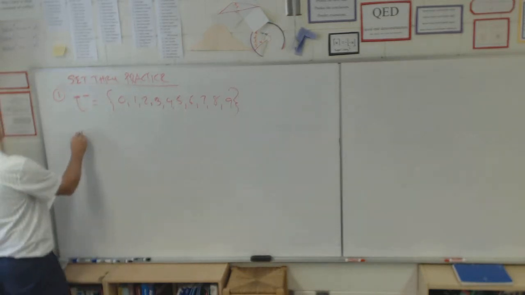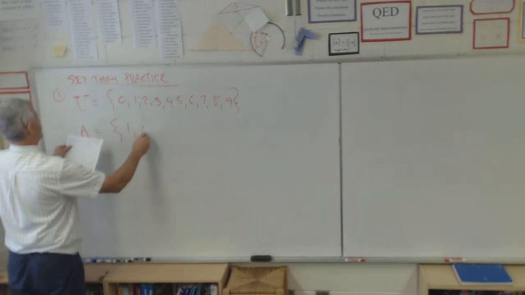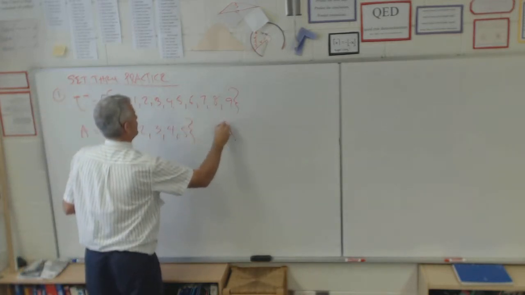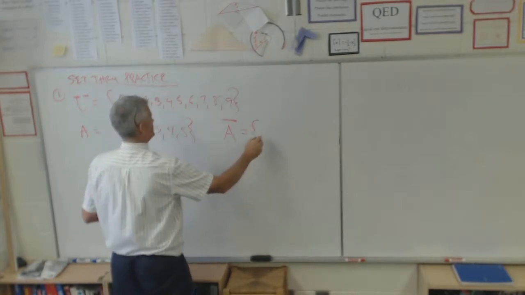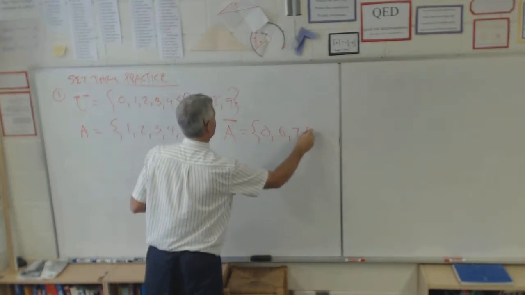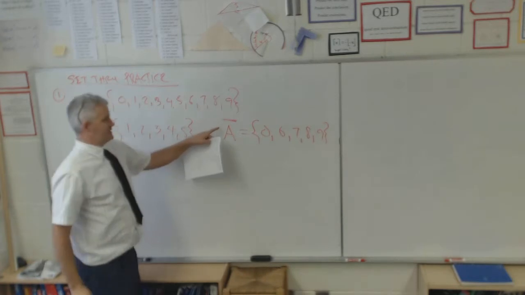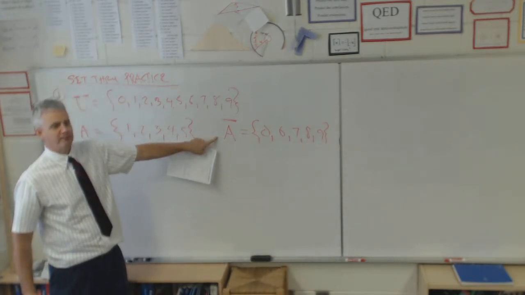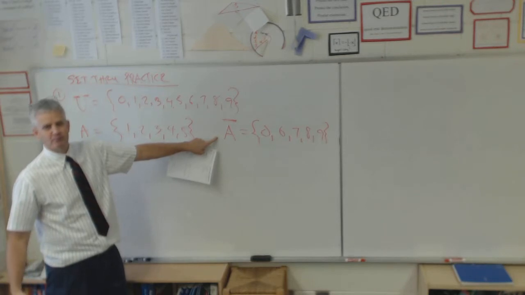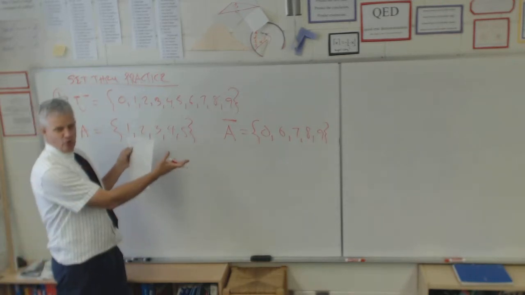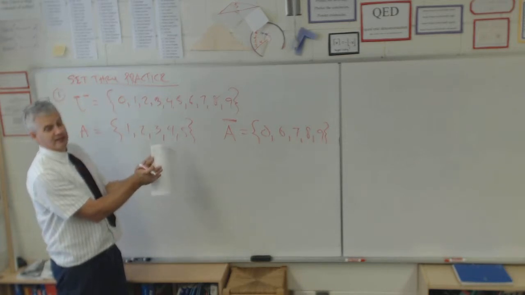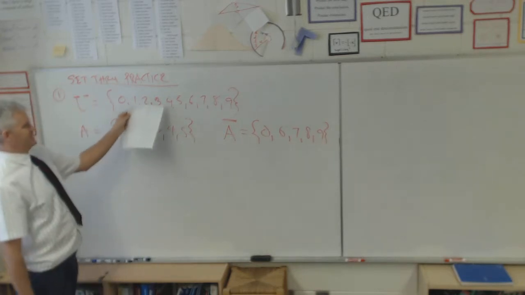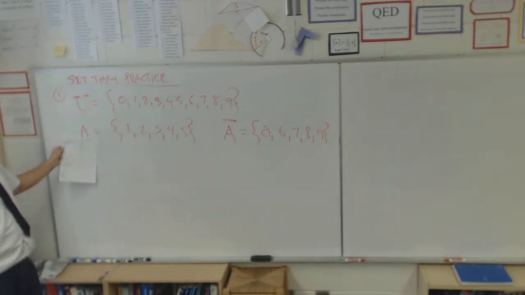There's 10 of them. Set A is the first 5 counting numbers. So what's not in A would be 0, 6, 7, 8, 9. This is what's called the complement of A. That word complement has a different meaning than complementary angles, but they're adding up to the whole thing again. Complementary angles add up to 90 degrees, the whole thing being a right angle. Complementary sets add up to the entire universal set. So this is set A.